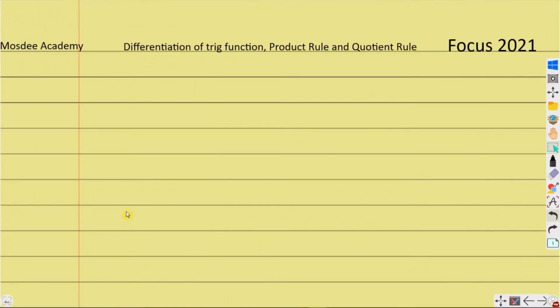Differentiation of trigonometric functions, the product rule, as well as the quotient rule. Now, as we have already discussed, in algebraic functions there are some direct formulas we can use to differentiate, depending on how the question actually looks. The same is also applicable for trigonometric functions. Now we can consider, as usual, the 6 basic trigonometric values and the values of their derivatives.